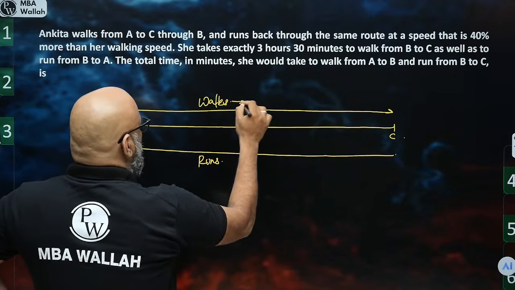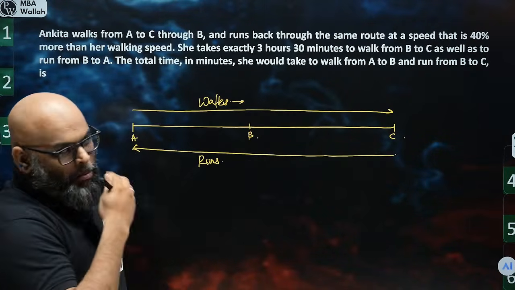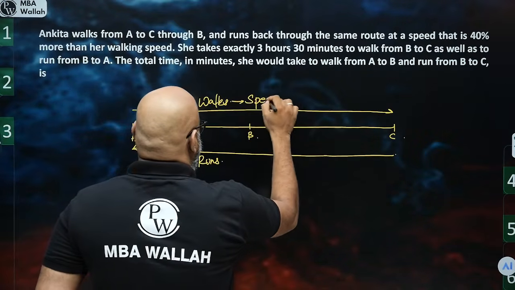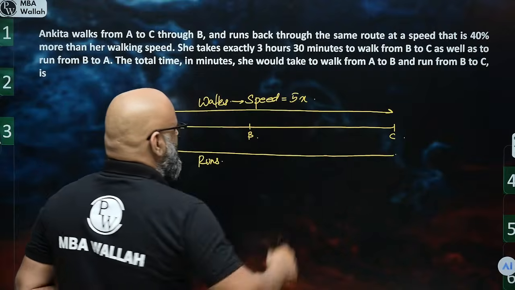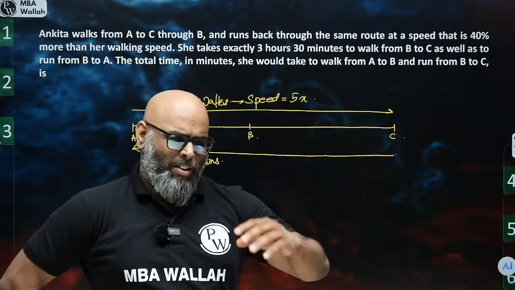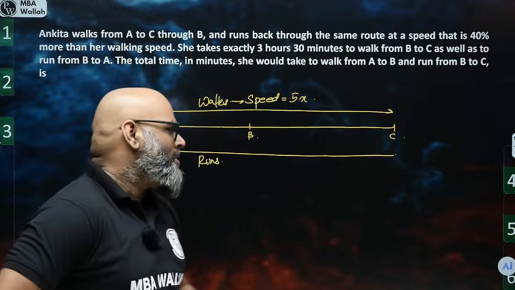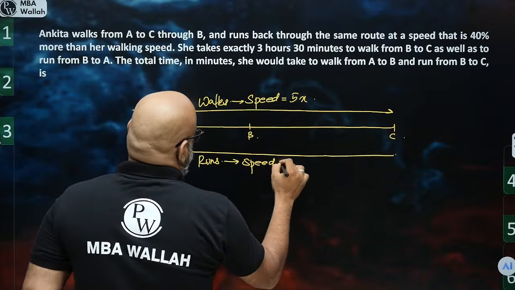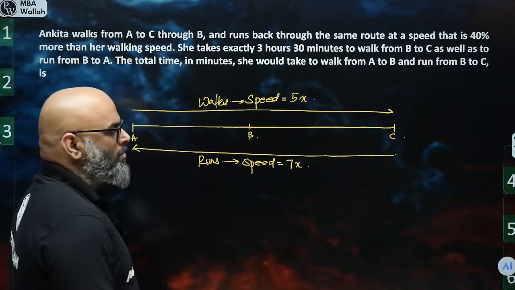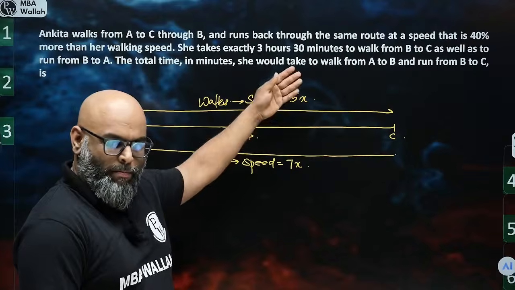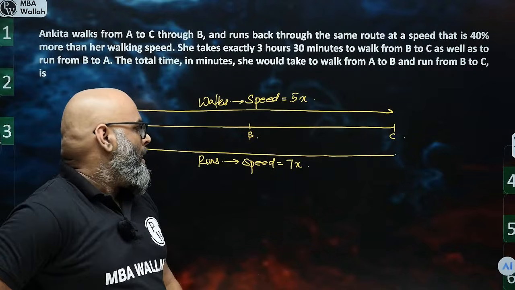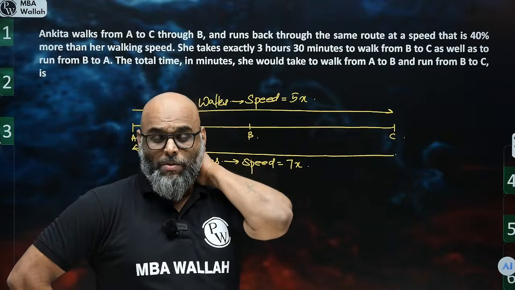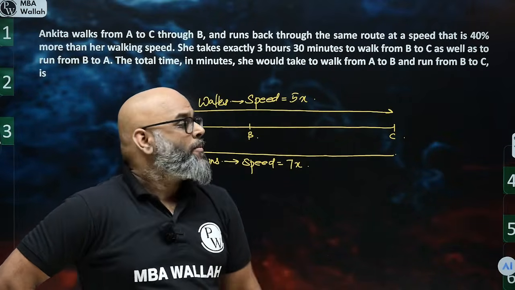So if I say walking speed is x, running will be 1.4x, 40% more. For convenience, I'm going to call the walking speed 5x, because if I say 5x, I can deal with integers. So here, running speed will be 7x. Why? 40% more speed. 10% is going to be 0.5x, so 40% is 2x. 7x is the speed. So walking speed is 5x. Running speed is 7x. Now what else is given?